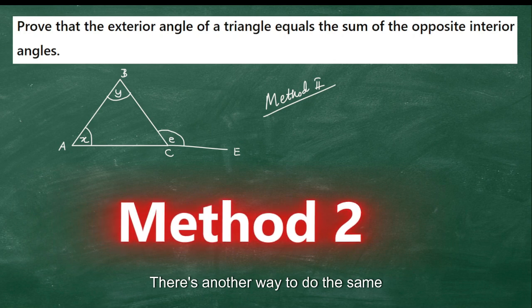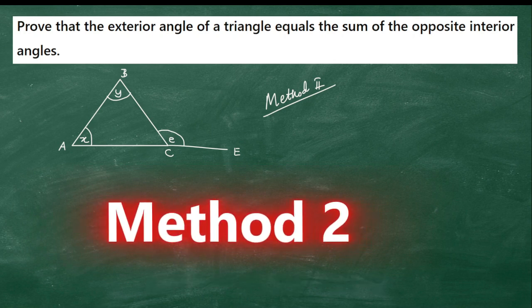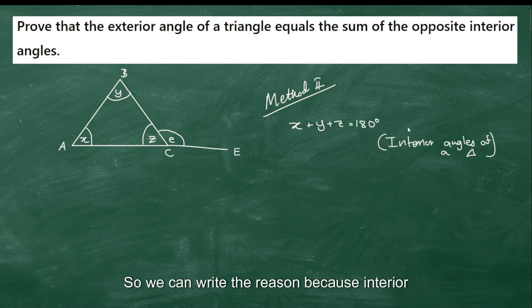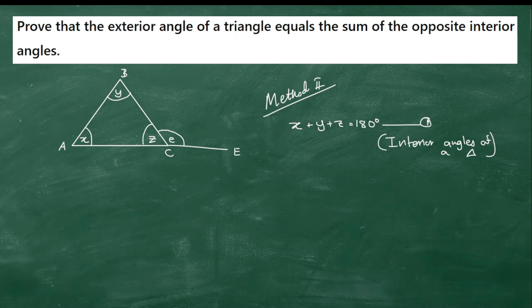There's another way to do the same question. So let me show you this as method 2. Now for this one, let's call this angle Z. Now I can clearly see that X add Y add Z is equal to 180 degrees. So we can write the reason: interior angles of a triangle add up to 180. So let's call this 1.